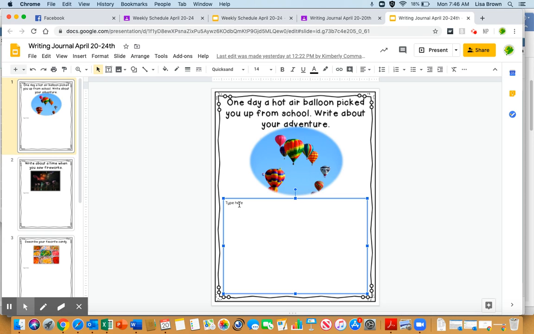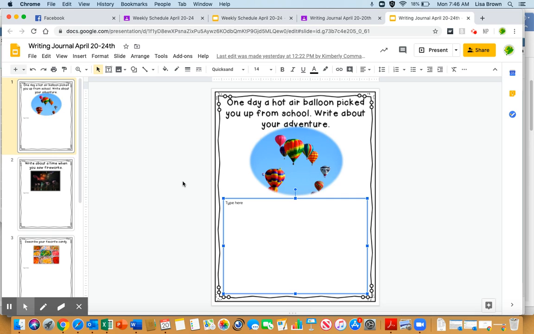Remember, they're in 3rd grade now and we expect a paragraph. So that is a topic sentence, 3 details, and a conclusion. So, their topic sentence might be about the hot air balloon. One day I got picked up by a hot air balloon from school! Then they tell about 3 things that happened and some sort of conclusion about how they can't wait to go on their next hot air balloon ride.